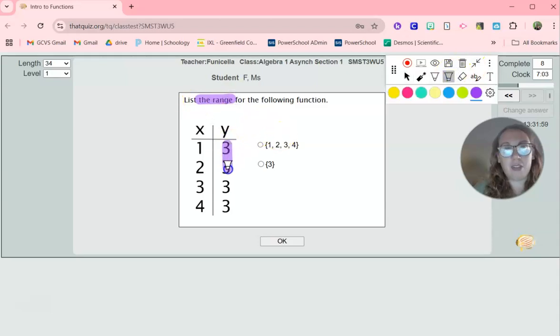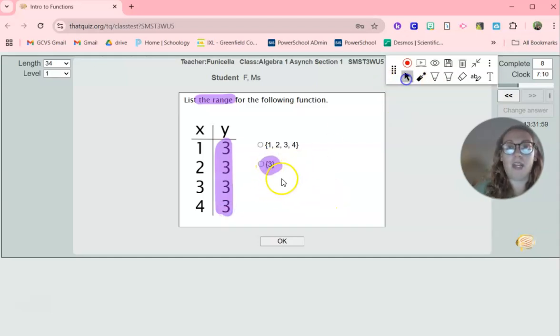So our range is 3, 3, 3, 3, 3. But again, we don't need to list any repeats, so we can just represent the whole range as just 3. No matter what you plug in, you always get out a 3. And then hit OK when you're ready.